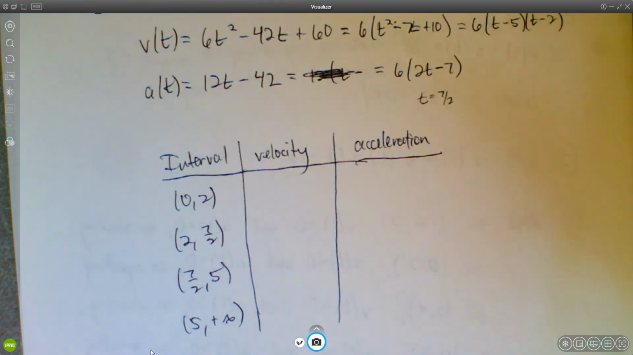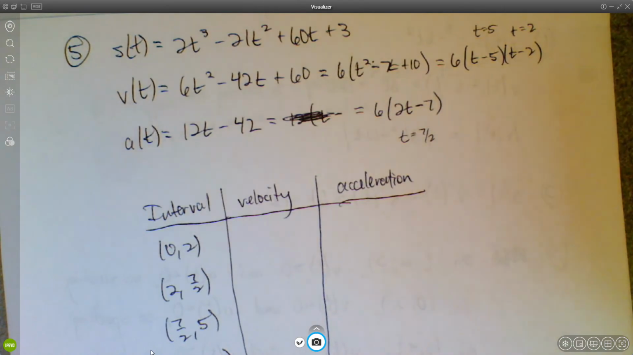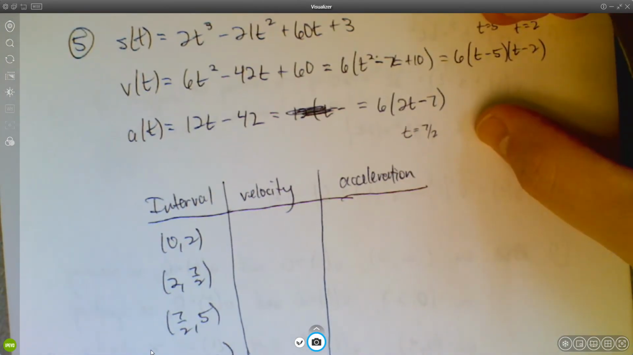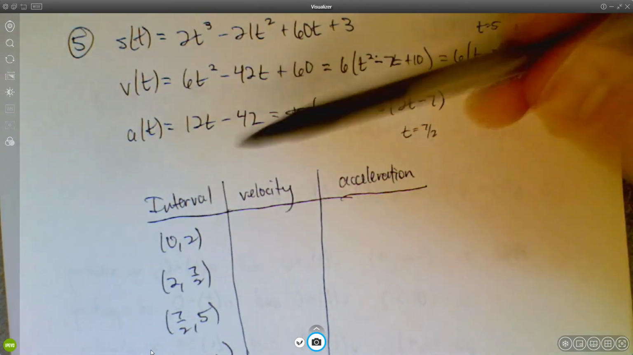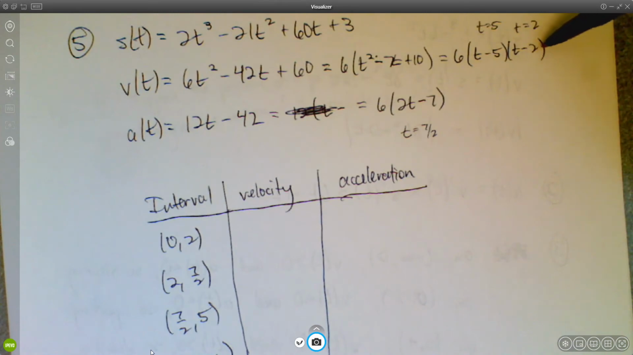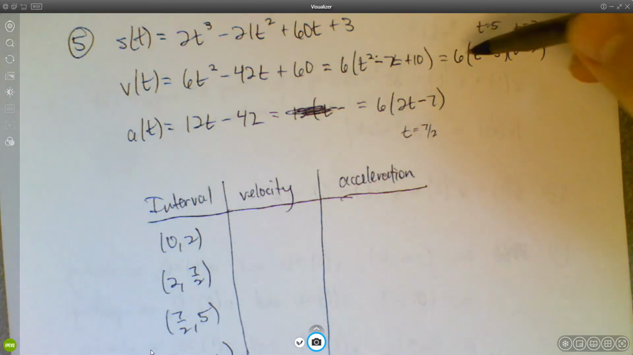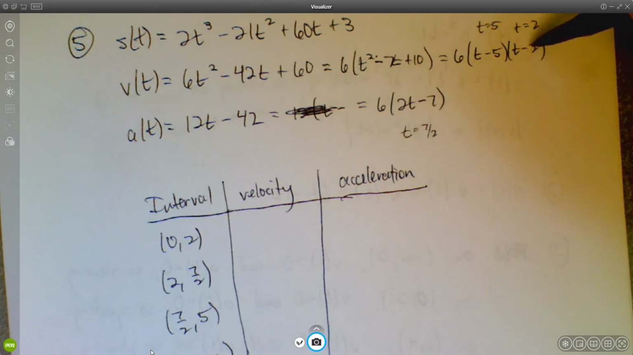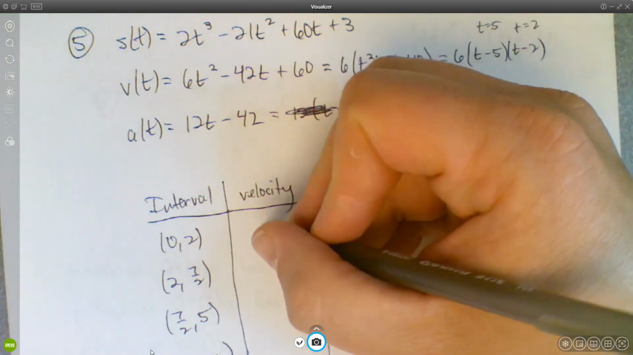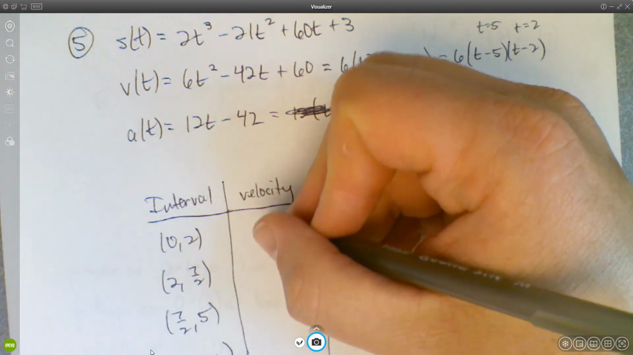Okay, and let's analyze the velocity and acceleration in each of these intervals. From 0 to 2, if I plug in a test point, like 1, I'm going to get 6 times a negative times a negative. That's going to be a positive, right? So the velocity is going to be positive in that region.